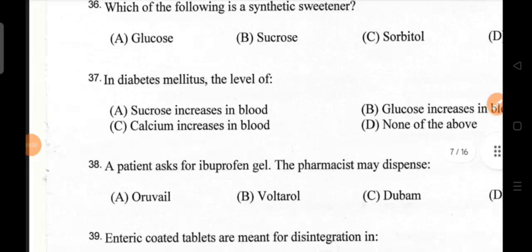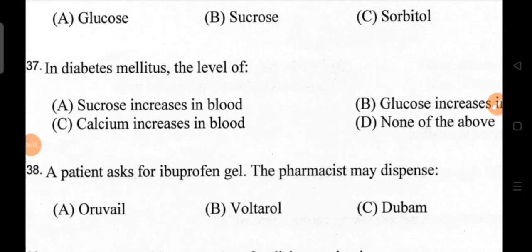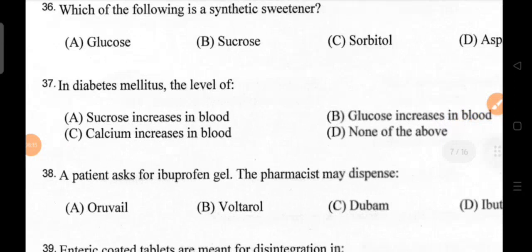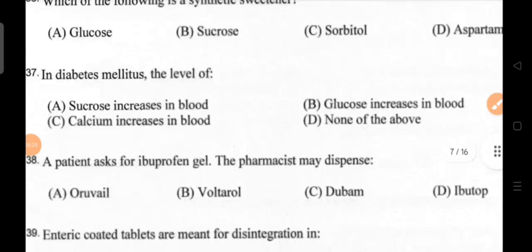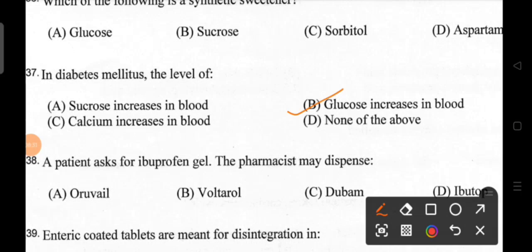Question number 37. In diabetes mellitus, the level of what increases in the blood? Options are sucrose level, calcium level, glucose level or none of the above. So it is also a very simple or easy question. The answer will be glucose level increases in our blood.